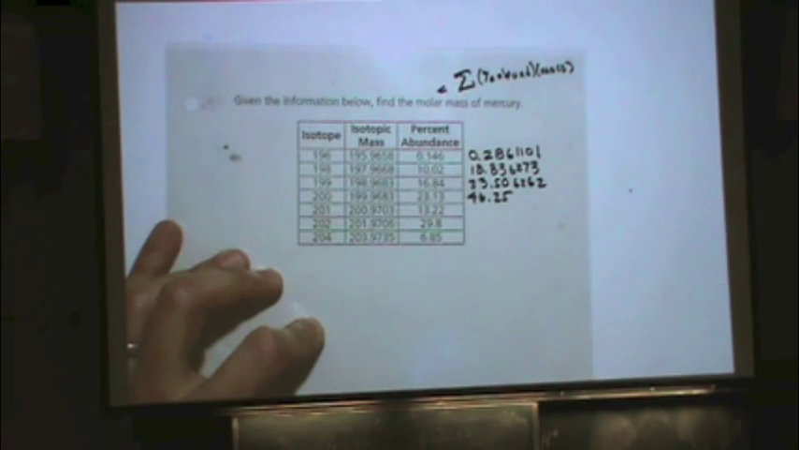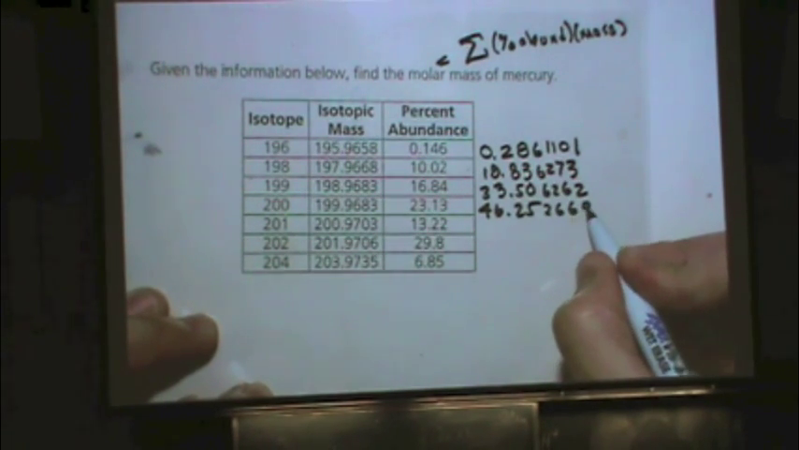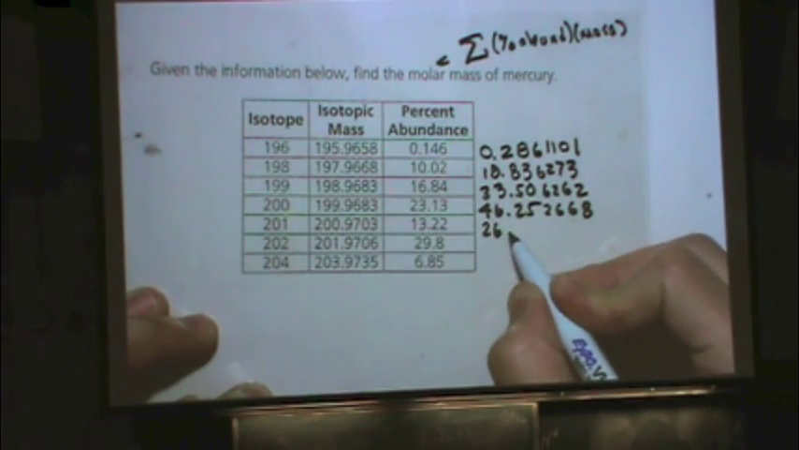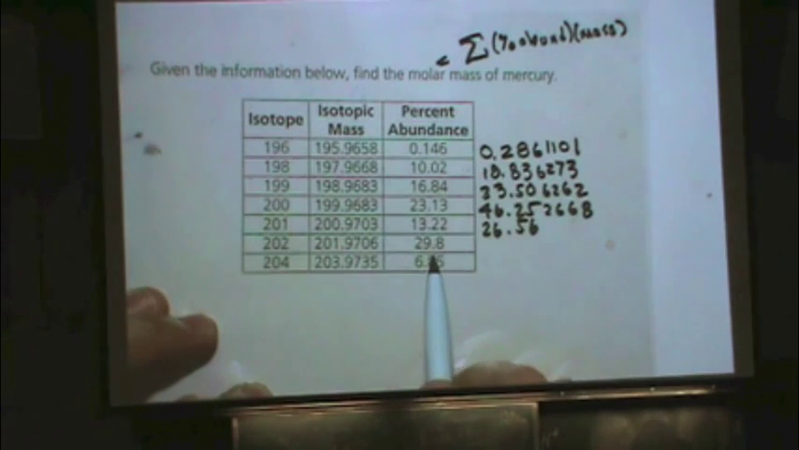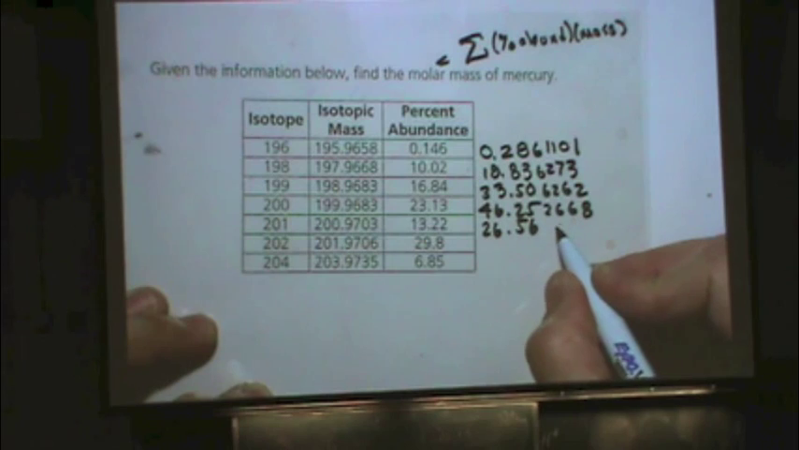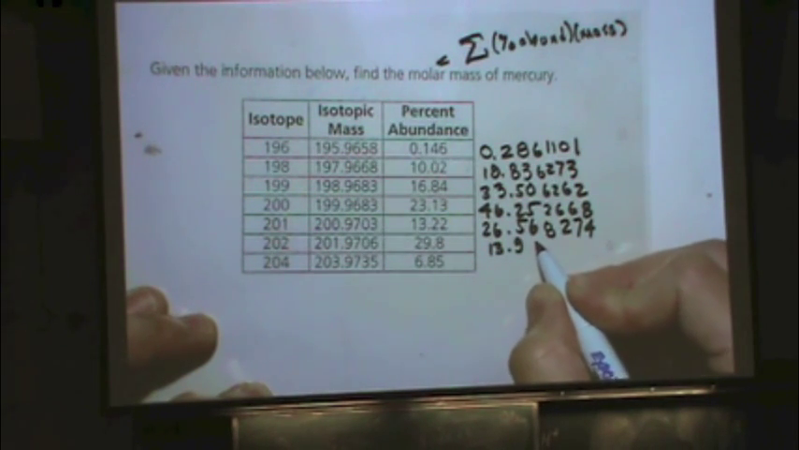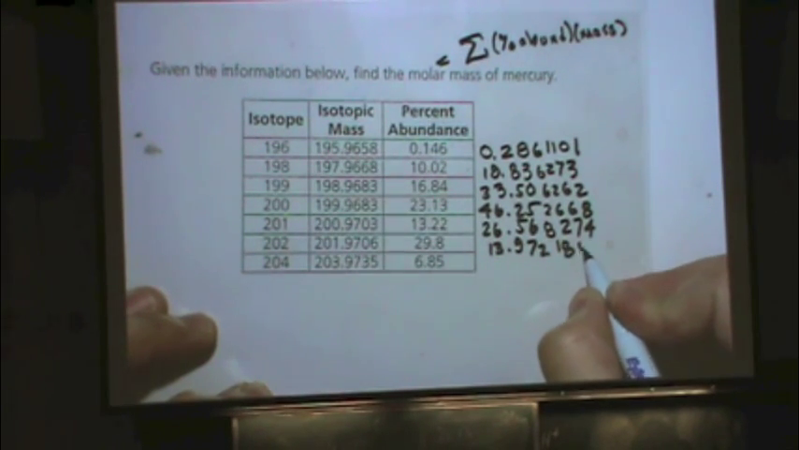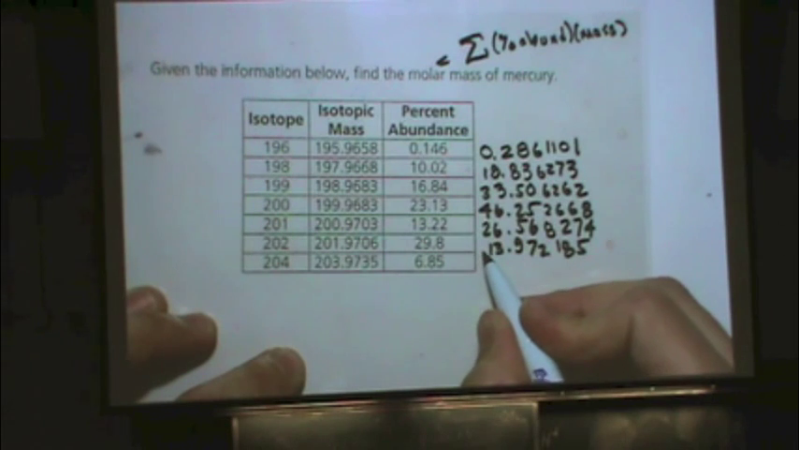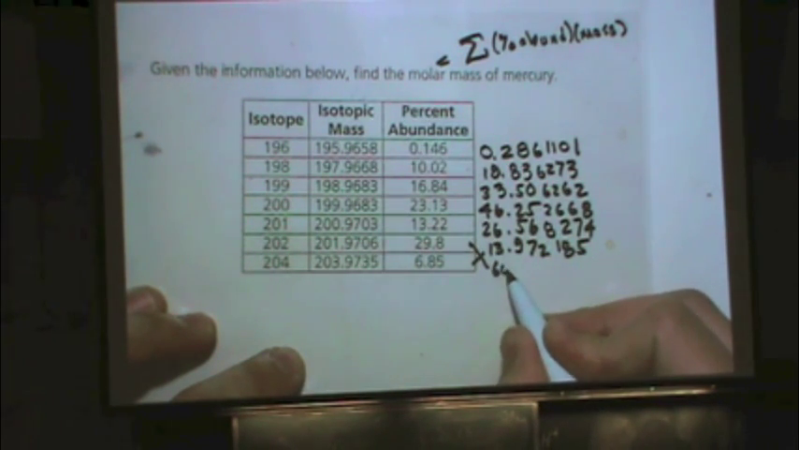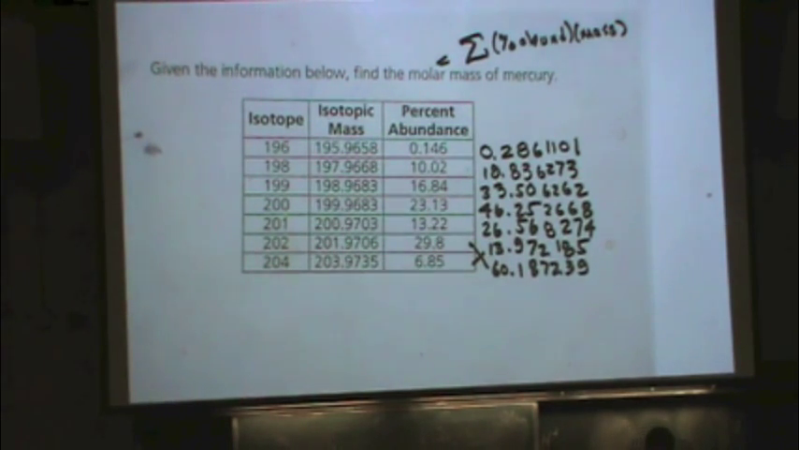The fourth row is 46.25. I'll zoom in so it's a little easier to see. Okay, 46.25, 2668. The next row, when you multiply those, is 26.56. Again, I'm just multiplying the second column times the third column, where the third column is a fraction. 26.568274. The next one would be 13.972185. And the last one is 60.187239. So I flipped the bottom two accidentally.